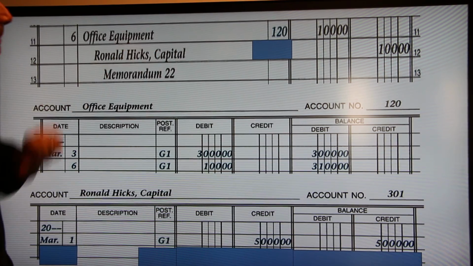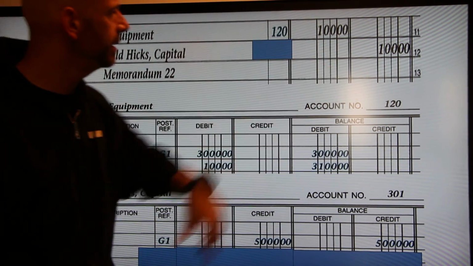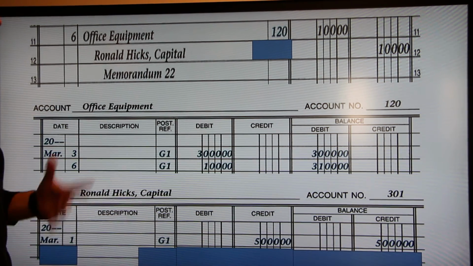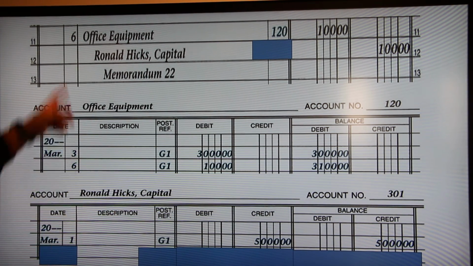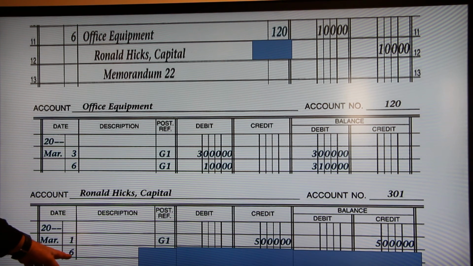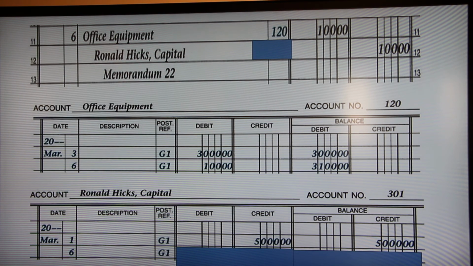Now let's go to the next one, capital. So we're back to capital, right? And capital, we see on our General Journal that we credited it for $100. So let's go down here and take a look. The date of the transaction was March 6th, so we would start by putting March 6th here. Description we can leave blank, but where did we get the information from? We got it from Journal page 1.